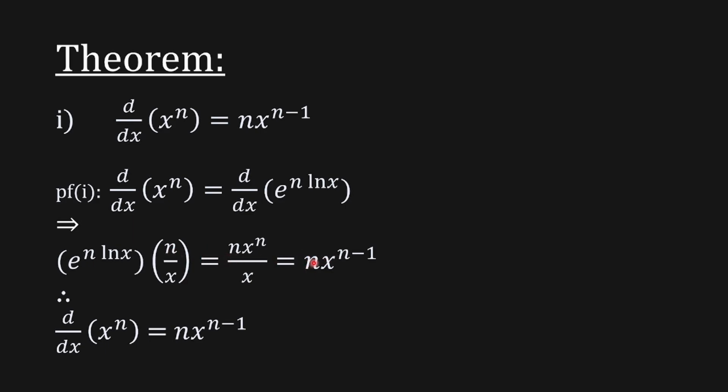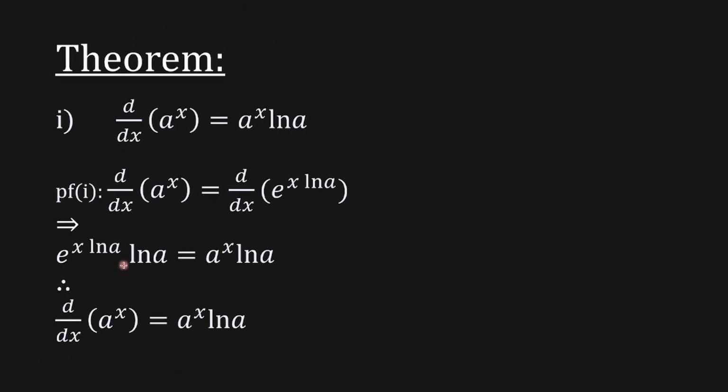And this is equal to n times x to the power of n minus 1. This is because we're dividing by x here, so we can just subtract 1 from its exponent. Therefore, the derivative of x to the power of n is equal to n times x to the power of n minus 1. And this is just the power rule.